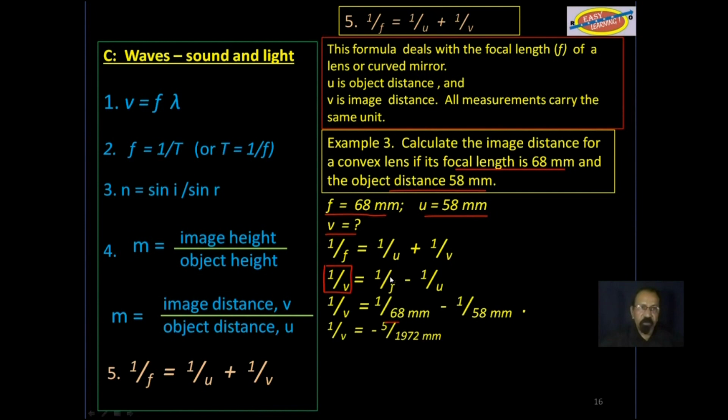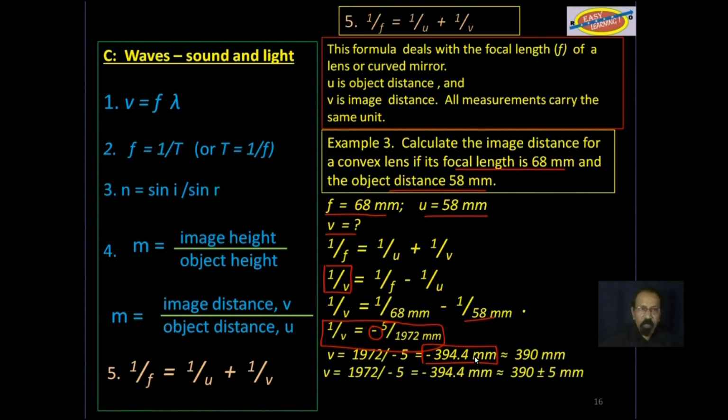We substitute the numbers that we have, and we get 1 over v is equal to this. Now remember, that is not v, that is 1 over v. If we invert both sides of this equation, then we get v over 1, which is really v, is equal to 1972 divided by negative 5, which gives us this answer here, and we get negative 394.4 millimeters.